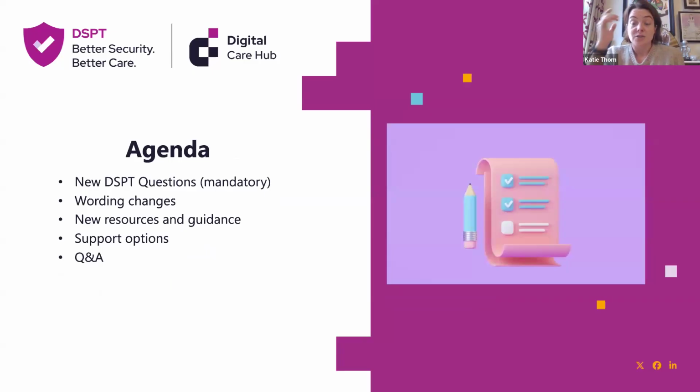For today, we are going to talk about the new mandatory questions which have been added to the social care view of the DSPT. We're then going to go through the questions which have had wording changes and what that means for you and your organisation when completing. We have also new resources and guidance specifically for care organisations on how to answer these new questions. And we'll run through as well the support options which are available to you to help with republishing. And hopefully we'll have lots and lots of time for Q&A, because there's not a significant amount of changes, so I wanted to make sure there was lots of space for people to ask questions.